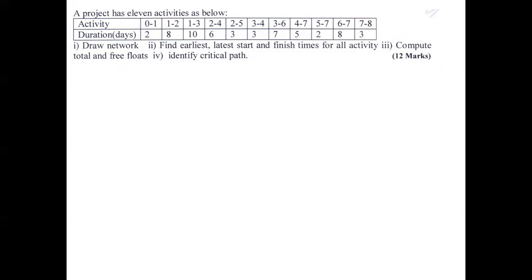This problem is asked in the 2013 examination for 12 marks. The problem is a project has 11 activities as below. There are 11 activities and corresponding duration in terms of days is given. It is asked to draw network diagram, then find the earliest, latest start and finish times for all activity, then compute total and free floats, then finally identify the critical path. Okay, this is what the information is given.